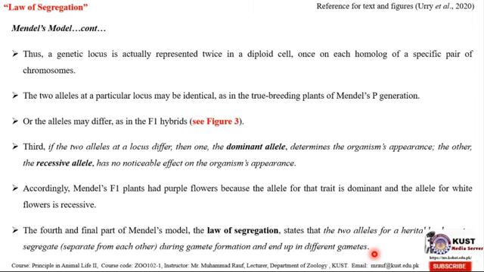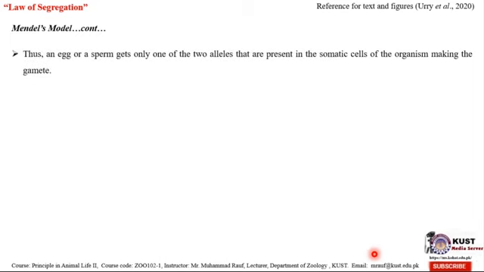Each trait is controlled by a pair of factors. The factors may be similar, they may be dissimilar. The factors stay together in a diploid individual, but at the time of the formation of gametes, the factors or the alleles separate from one another and then they are reunited at the time of fertilization. Thus, an egg or sperm gets only one of the two alleles that are present in the somatic cells of the organism making the gamete.